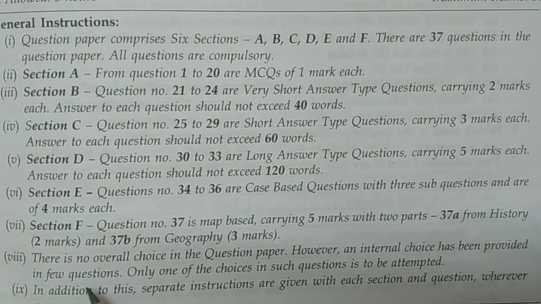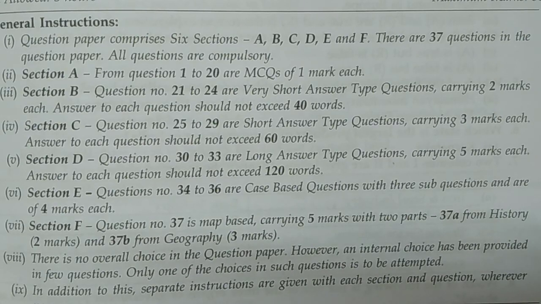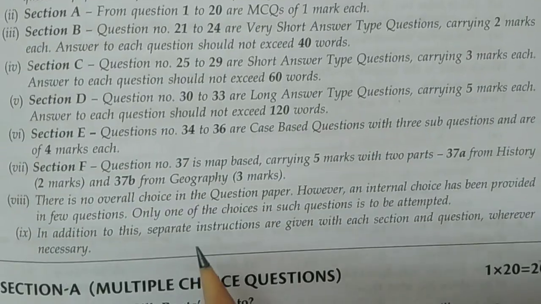Now the eighth: there is no overall choice in the question paper. However, an internal choice has been provided in a few questions. Only one of the choices in such questions is to be attempted. Now the ninth: in addition to this, separate instructions are given with each section and question wherever necessary. So we have done this. Now let's start with the questions.